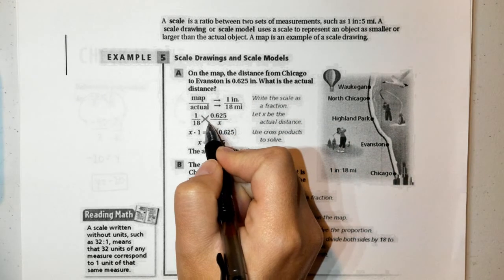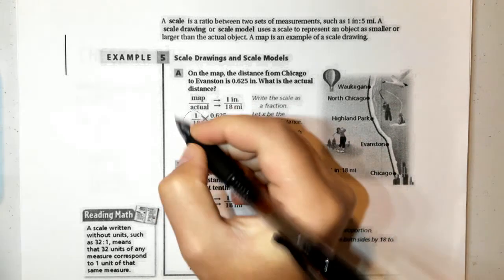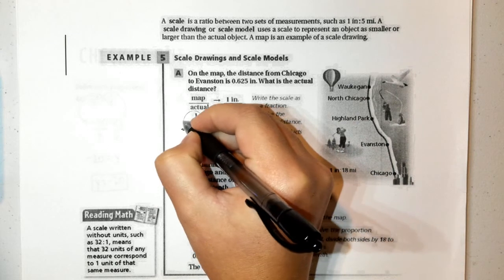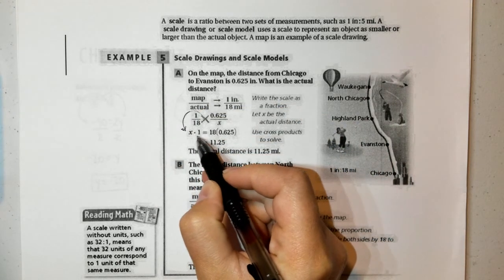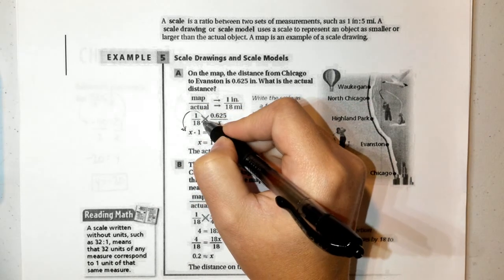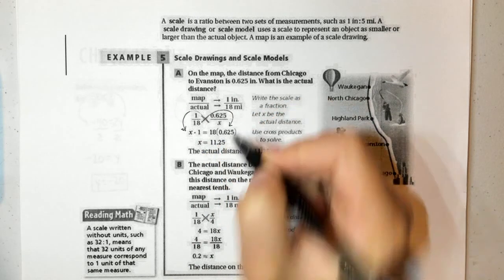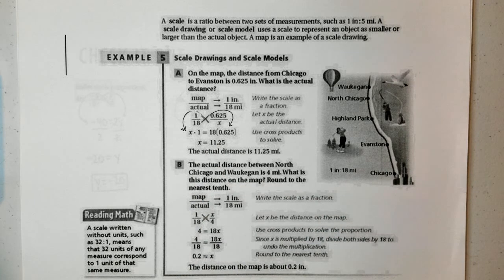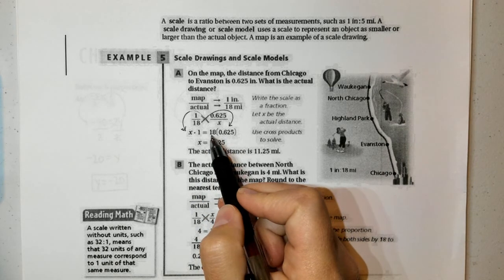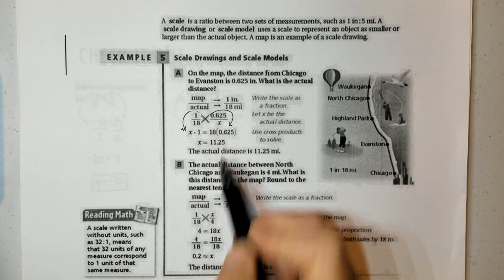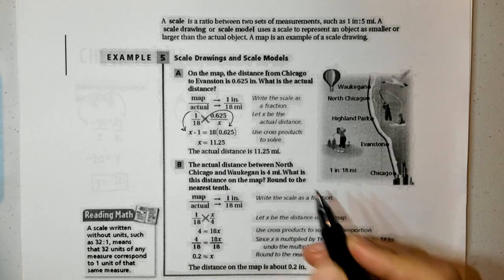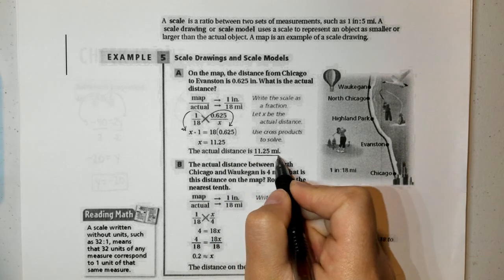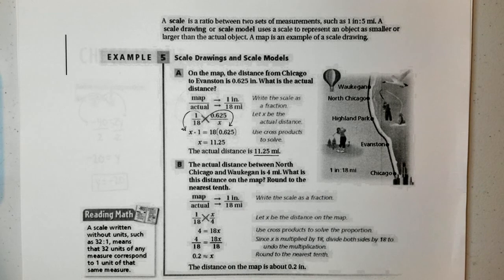Then we're going to cross multiply. We have 1 times x, which is 1x, or x times 1. And then we have 18 times 0.625. X times 1 is 1x. And then 18 times 0.625 will give us 11.25. So the actual distance is 11.25 miles.